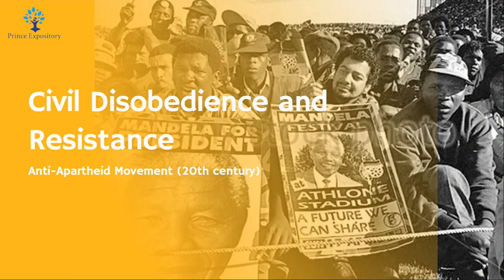Civil disobedience and resistance. Within South Africa, anti-apartheid activists engaged in various forms of civil disobedience, protests, and resistance against the apartheid regime. This included mass demonstrations, strikes, and acts of defiance against apartheid laws and policies.